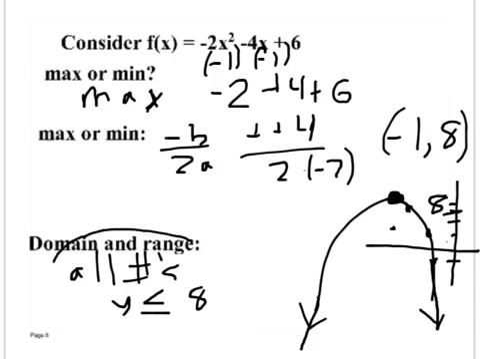So this is our domain and range right here. Domain is all real numbers. Our range is y is anything less than or equal to 8.